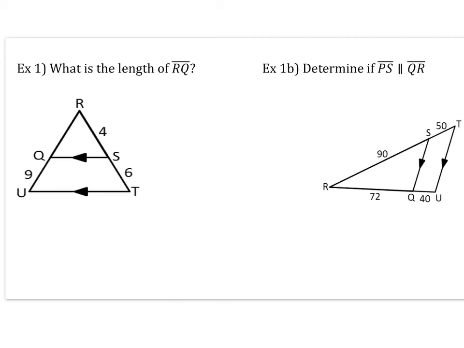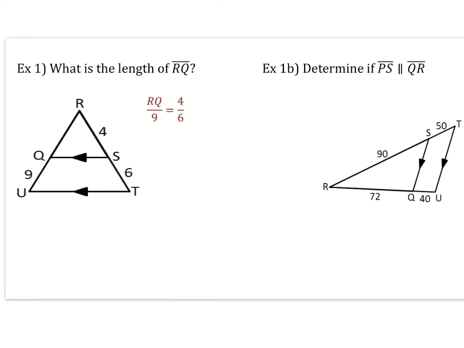Our first example, what is the length of RQ? So we're trying to figure out this missing side length. Well, knowing that QS is parallel to the side of the triangle, which is UT, that makes this segment of the side compared to this segment equal to this segment over this segment. So start by setting up a ratio equal to a ratio, which is a proportion. So we have RQ divided by 9 equals 4 divided by 6. And we're looking for the length of RQ.